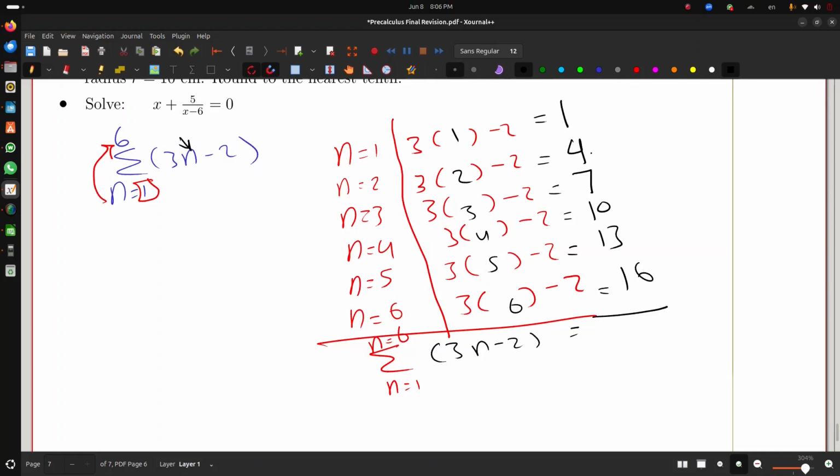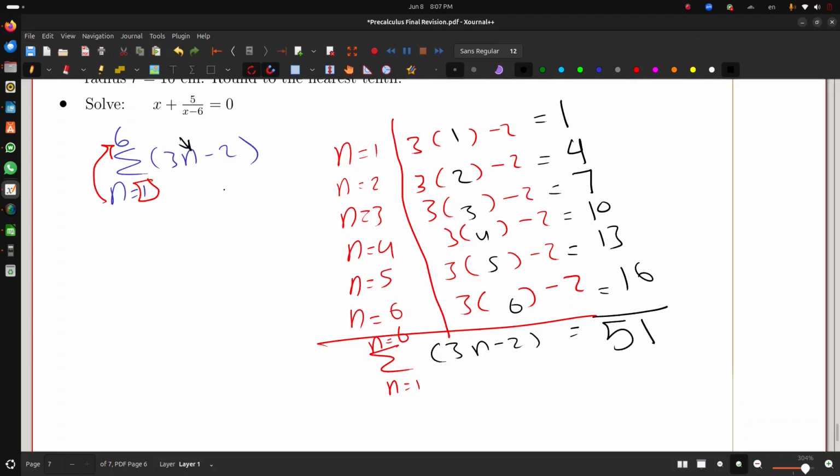Okay, so the sum of all of this, if you added all of these numbers, 1 plus 4 plus 7 plus 10 plus 13 plus 16, it will be 51. So the answer will be 51.